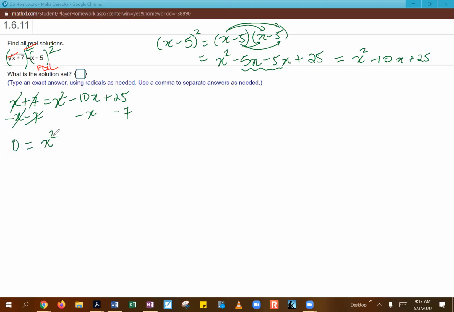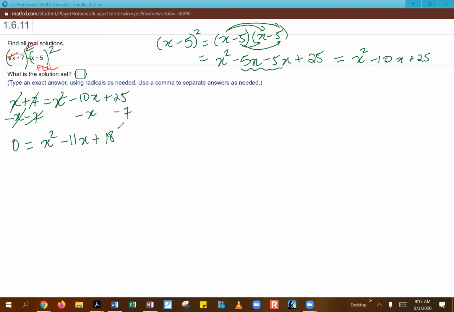And then let's see, we end up with x squared minus 10x minus 1x will end up becoming minus 11x. And 25 minus 7 will end up giving us what? 18. Okay, so now you can see we have a quadratic equation, x squared minus 11x plus 18.